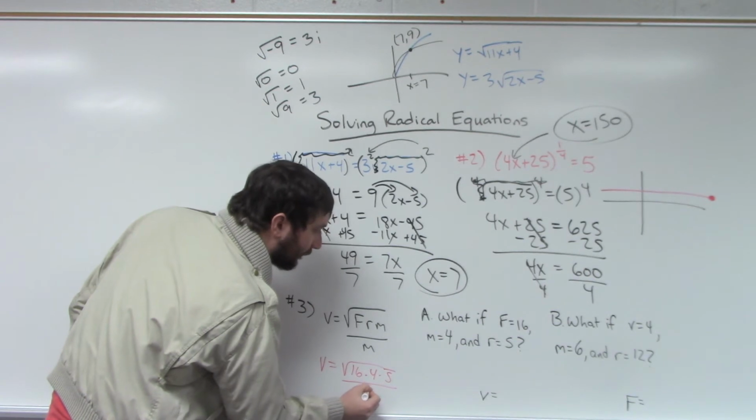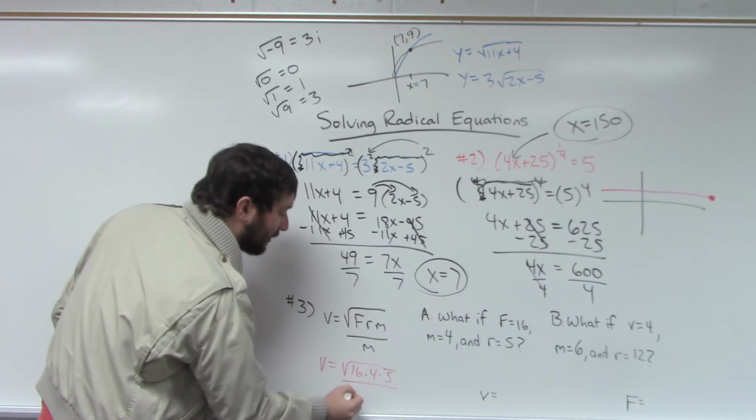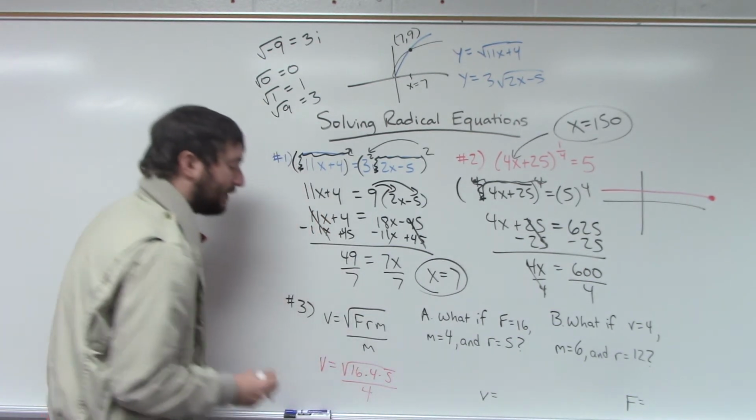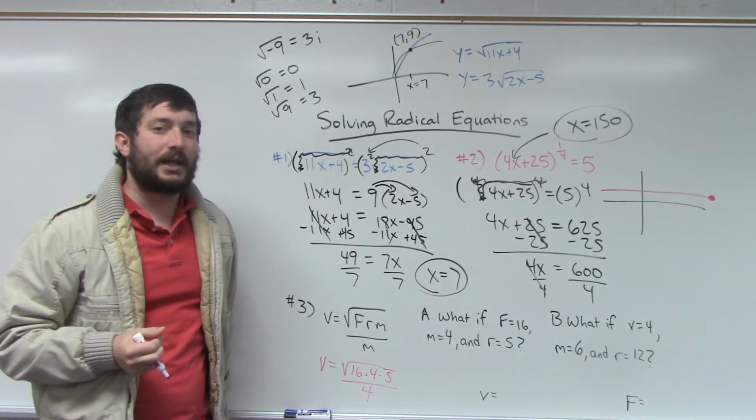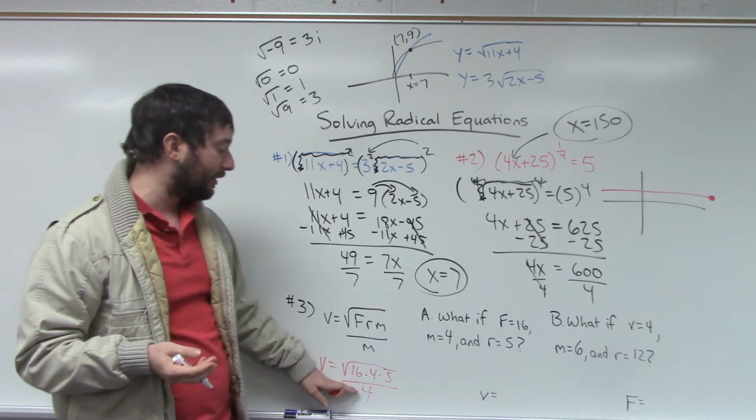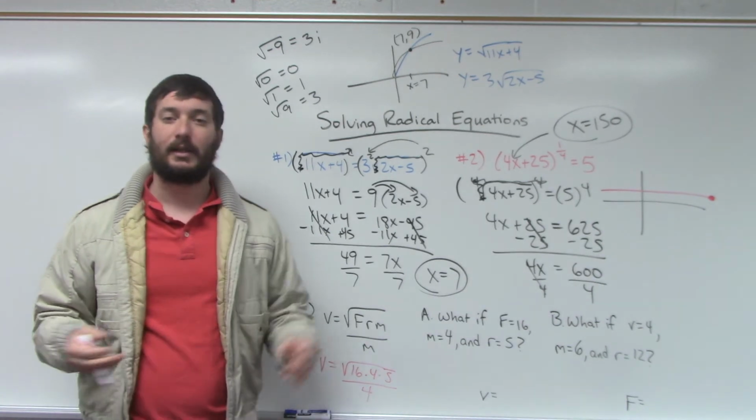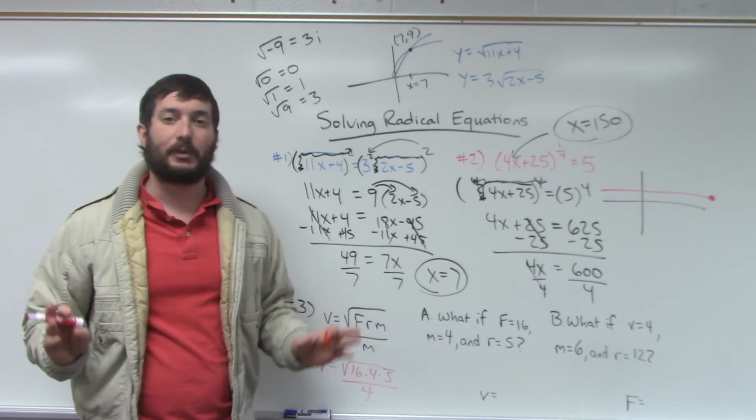Okay. And mass shows up twice, so we're going to plug 4 in twice. And let's say that we want to end in radical form. Now, what you could do here is just type this into a calculator. It's going to give you a decimal. That's not really what we're looking for.